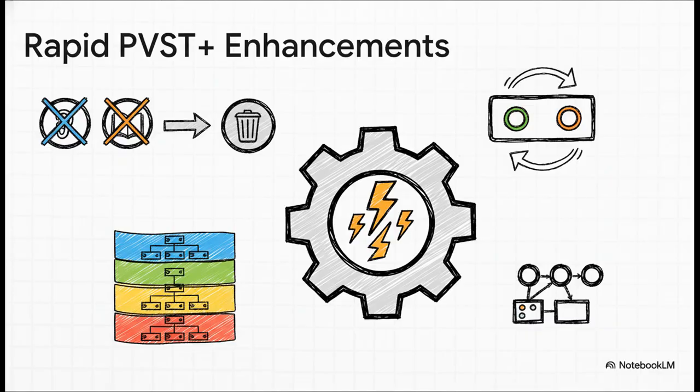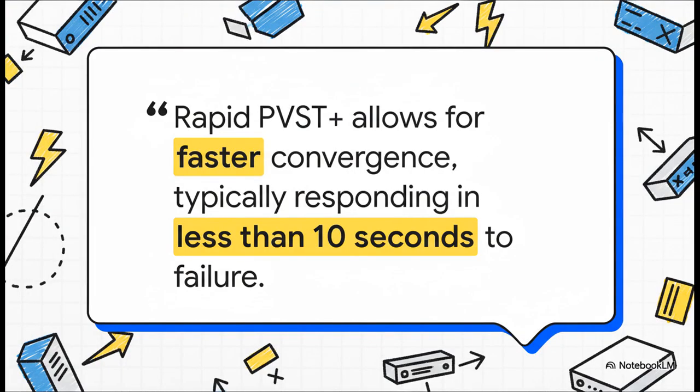So how on earth did it get so fast? Well, it's all about being proactive instead of reactive. Instead of slowly trying to figure things out after a link fails, Rapid PVST Plus has already pre-calculated the backup paths. It gets rid of those slow old states and just has one called discarding. It officially defines alternate ports that are ready to take over in an instant. All those clunky old add-on features were just baked right into the protocol itself, making the whole system way smarter and way faster.